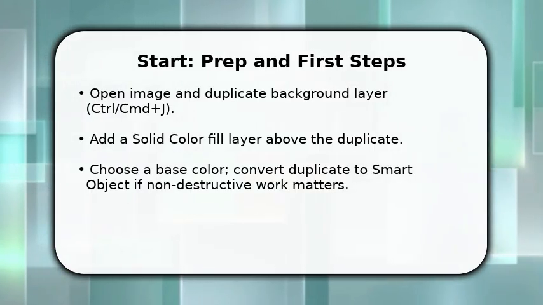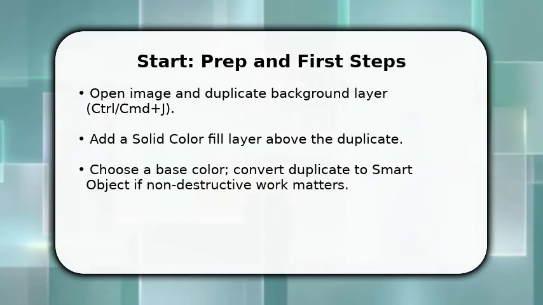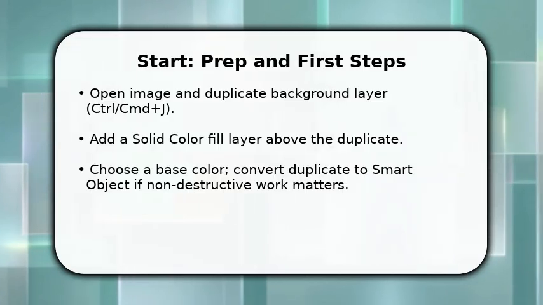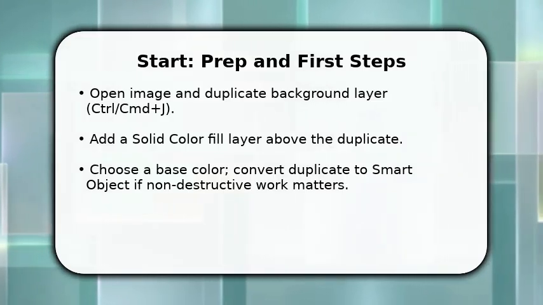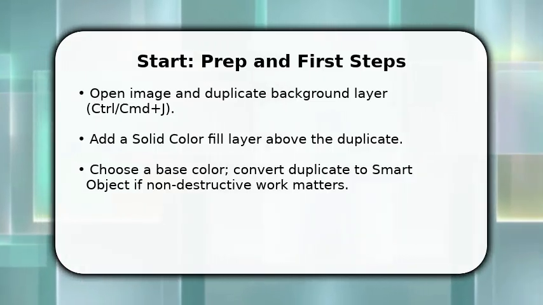Convert the image duplicate to a smart object if you plan to tweak filters later, because that keeps edits reversible. Make sure the fill sits above the duplicate. This lets you change blending modes and opacity without altering pixels.